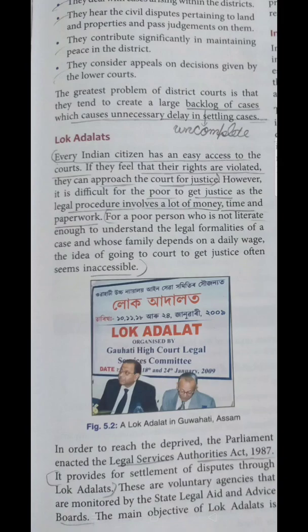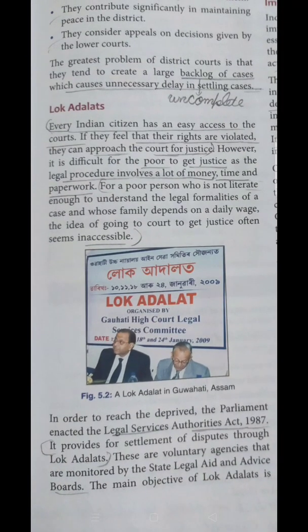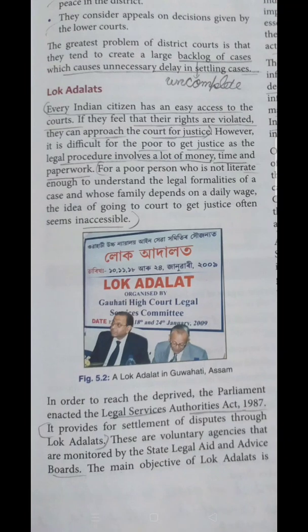So every Indian citizen has easy access to the court, that is very clear. If they feel that their rights are violated, they can approach the court of justice. However, it is difficult for poor people to get justice as the legal procedure involves a lot of money and paperwork. So in order to reach the deprived, the Parliament enacted the Legal Services Authorities Act 1987. This act provides for the settlement of disputes through the Lok Adalat, which is very approachable for poor people. The person who is unable to go to the court goes to the Lok Adalat, and their cases go on from there.